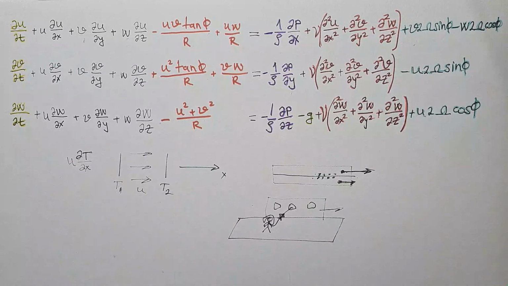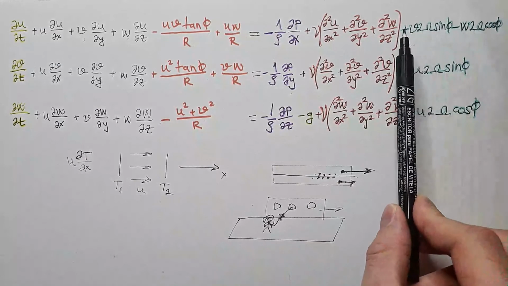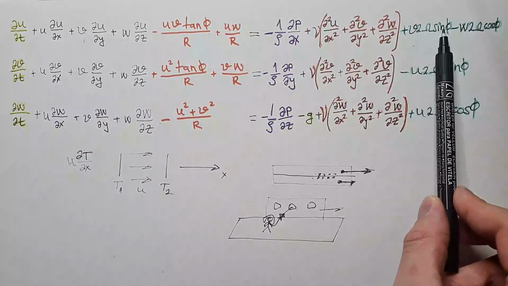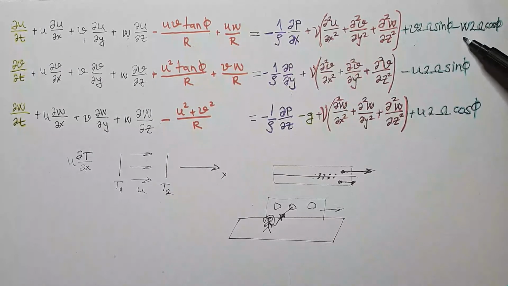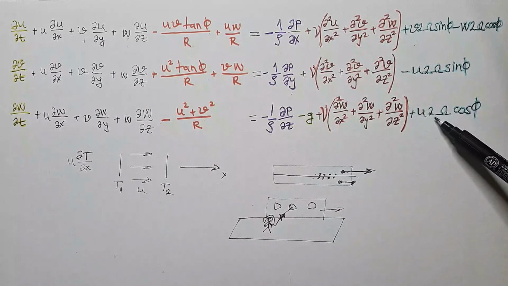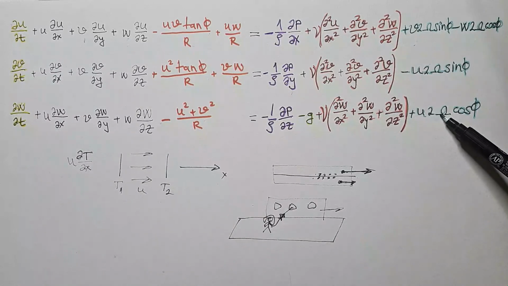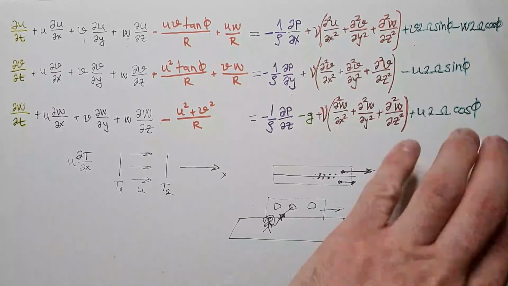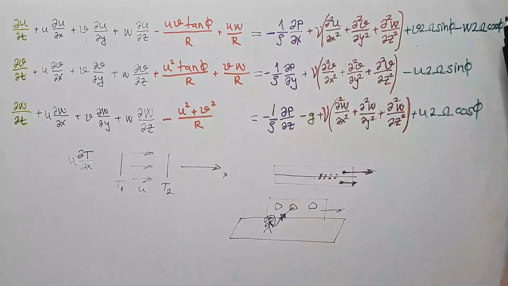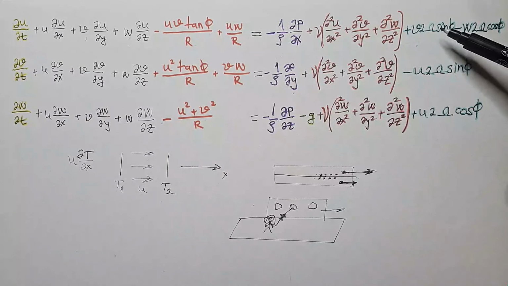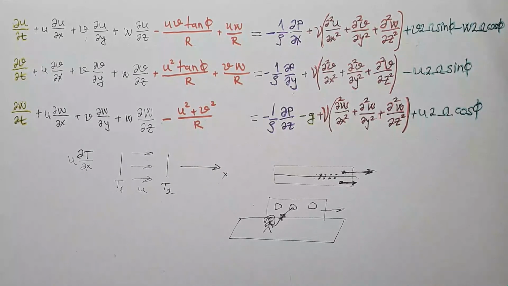Terms that are really important in atmospheric sciences and oceanography are these terms that are proportional to sine phi and horizontal velocity component. So in atmospheric sciences, we generally neglect this term, w cosine phi, as well as this term here, u 2 omega cosine phi. So in practice, we usually end up only with these two terms. Why do we neglect these terms? You can watch my video on traditional approximation in atmospheric sciences. Namely, they are much smaller than the components of the Coriolis force in the horizontal direction.